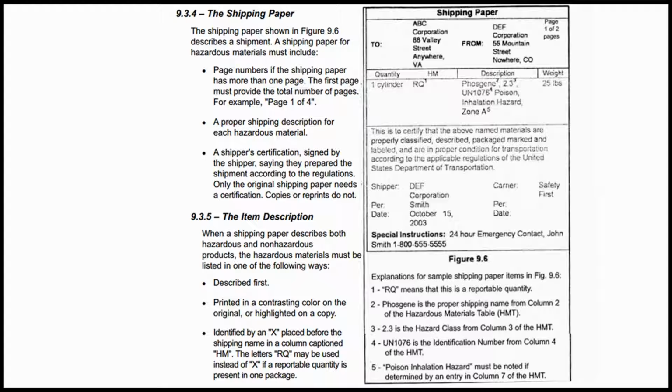9.3.5 The item's description. When a shipping paper describes both hazardous and non-hazardous products, the hazardous material must be listed in one of the following ways. Described first, printed in a contrasting color on the original or highlighted on a copy, identified by an X placed before the shipping name in a column captioned HM. The letters RQ may be used instead of X if a reportable quantity is present in one package.